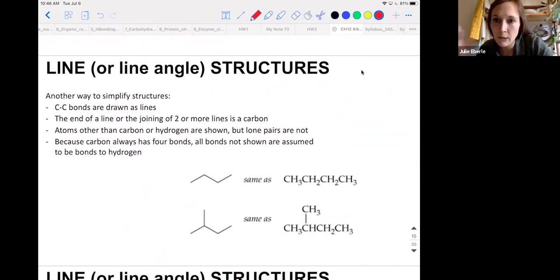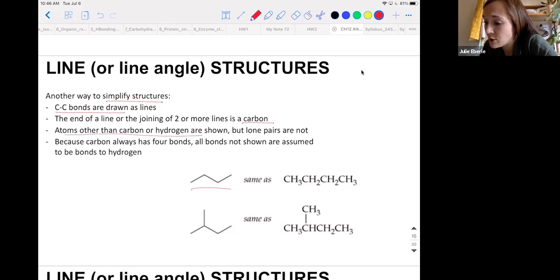So line structure, again, we saw these on the tables with the functional groups. This is probably the most simplified and the quickest way to draw molecules. You just have to make sure you get it right. It's a way to simplify structures. The carbon-carbon bonds are drawn as lines, all right? And we often angle them, the way you see here, not in a straight line. It would make no sense if we drew it like this. We couldn't tell where one carbon begins and where one ends if it's a straight line. So we draw them in these jointed, zigzag lines. The end of a line or the joining of two or more lines is a carbon, all right?